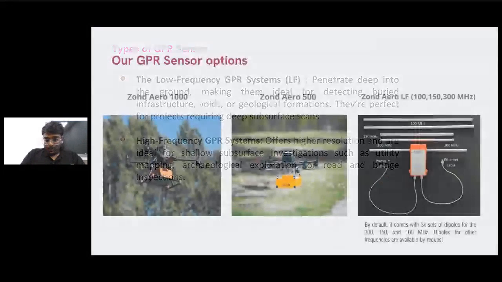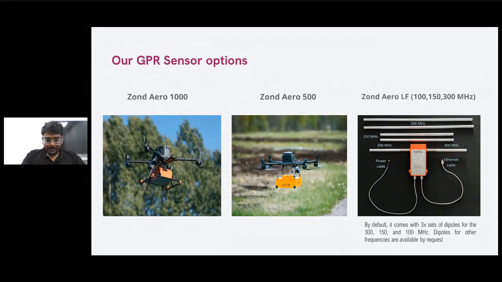So the models of GPS sensors based on these classifications are Sound Aero 1000, Sound Aero 500, and Sound Aero low frequency LF. So these are the three basic models of GPS systems that we provide. The Sound Aero 1000, as the name suggests, has a frequency of 1000 megahertz. Sound Aero 500 also has a frequency of 500 megahertz.